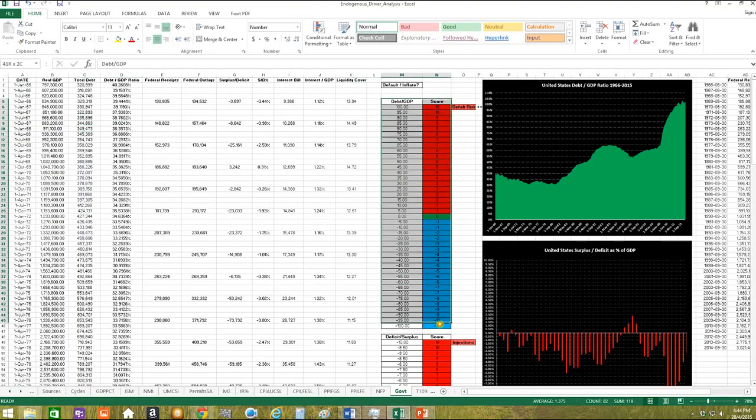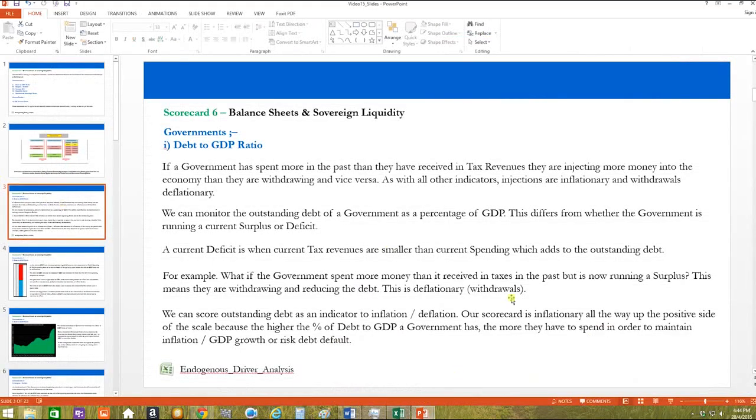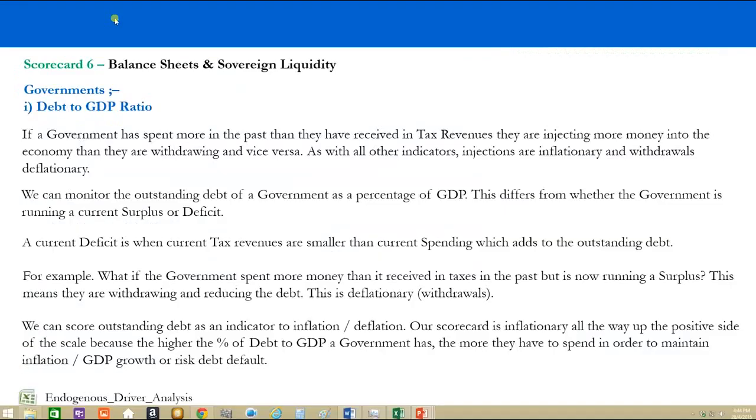And here we actually have our scorecard for debt to GDP ratio. So the debt to GDP percentage. And you can see here, the higher we go, the higher the level of default risk and the more inflationary we have all the way up our scorecard. And when decreasing the percentage, we have deflationary because these are withdrawals. So positives are injections, inflationary. Negatives are withdrawals, deflationary. And we can go back to our scorecard now. Again, you should be getting very familiar with this scorecard process. We can go back to the presentation and we can have a look at this in a bit more detail.